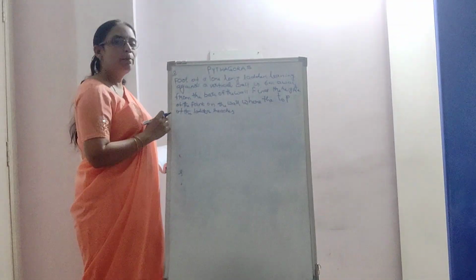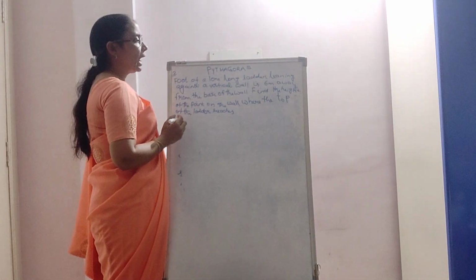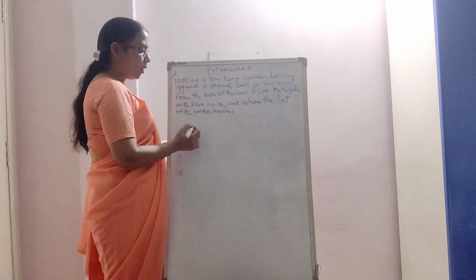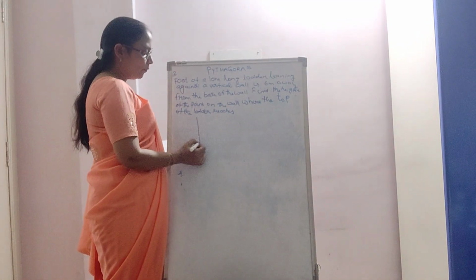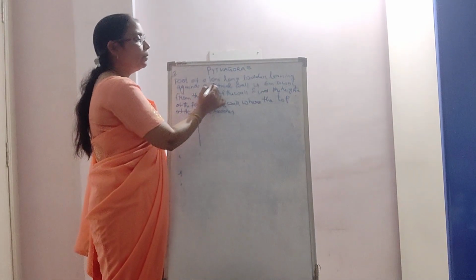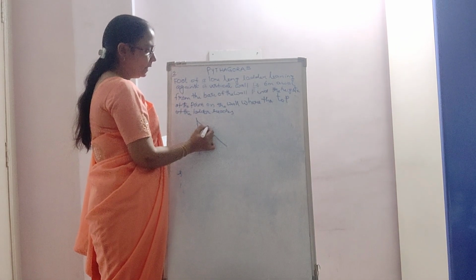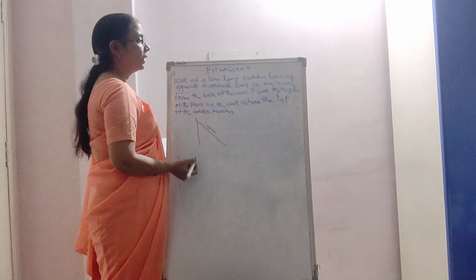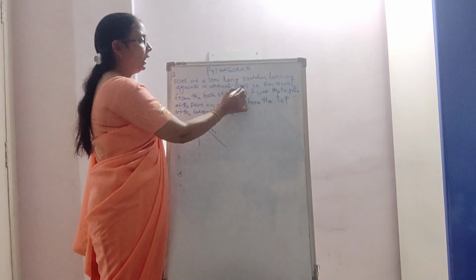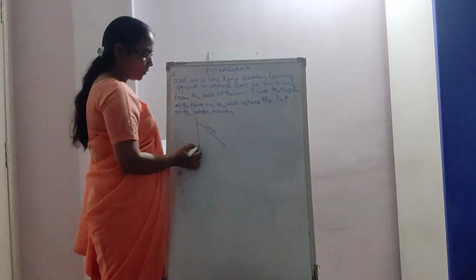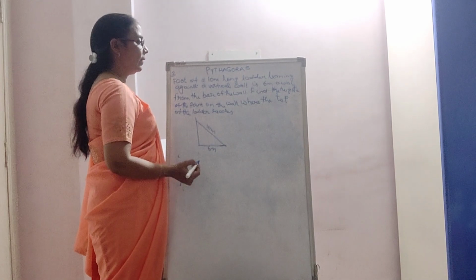For every problem like this, we have to make the figure. Foot of a 10 meters long ladder leaning against a vertical wall. Let us first make a vertical wall like this. Now, on this vertical wall, there is a 10-meter long ladder leaning against it. From the base of the wall, the foot is 6 meters away. This is the base of the wall and base of the ladder. This is 6 meters away.